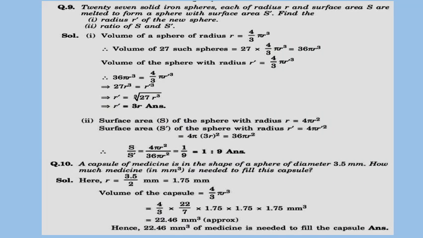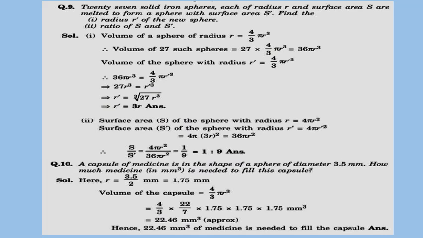27 solid iron spheres, each of radius r and surface area s, are melted to form a sphere with surface area s dash. Find the radius r dash of the new sphere and the ratio s and s dash. So here the volume of the sphere of radius r is equal to 4/3 pi r cube. So volume of 27 such spheres equals 27 into 4/3 pi r cube. Calculate it. The answer is 36 pi r cube. Now the volume of the new sphere with the radius r dash is 4/3 pi r dash cube.